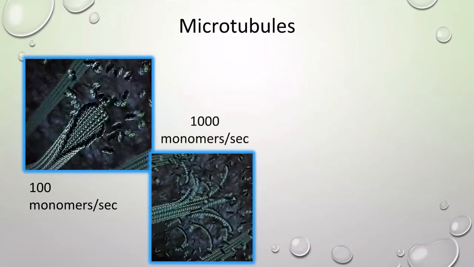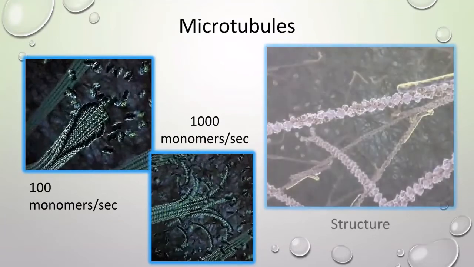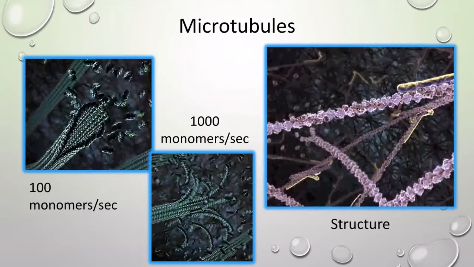The microtubules have a lot of different jobs in the cell. One of them is structure. It provides the structure of the cell, sort of like 2x4s in a building. And we'll see pictures of all three of these in the movie that I will be showing you at the end of this talk.